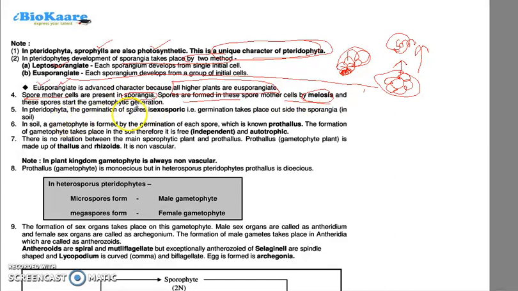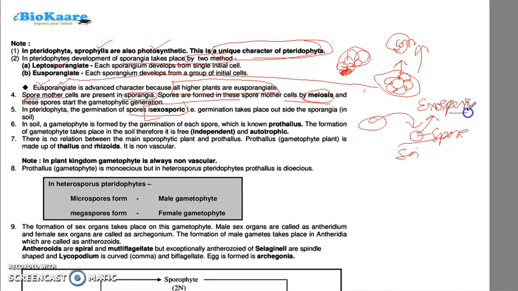In pteridophytes, the germination of spores is very important. Exosporic means, in pteridophytes, what happens? Suppose this is the sporangia. The sporangia release the spores. Suppose this is the spore, and the spore germinates on the soil or on the ground. The germination of the spore is outside the body, so it is called exosporic.